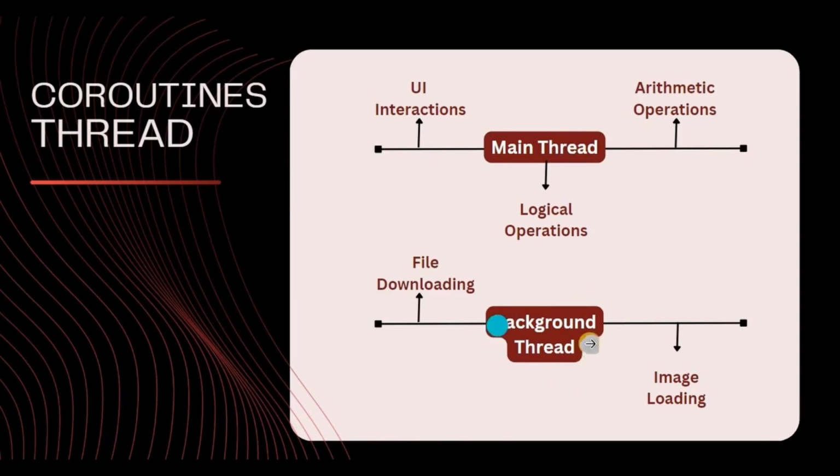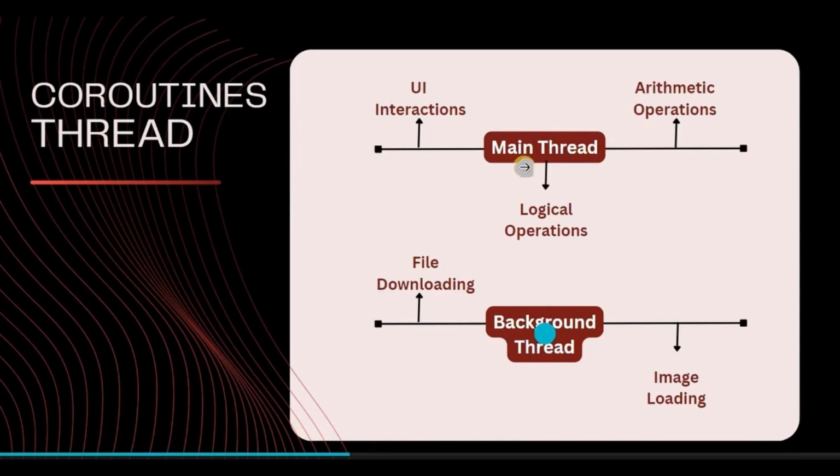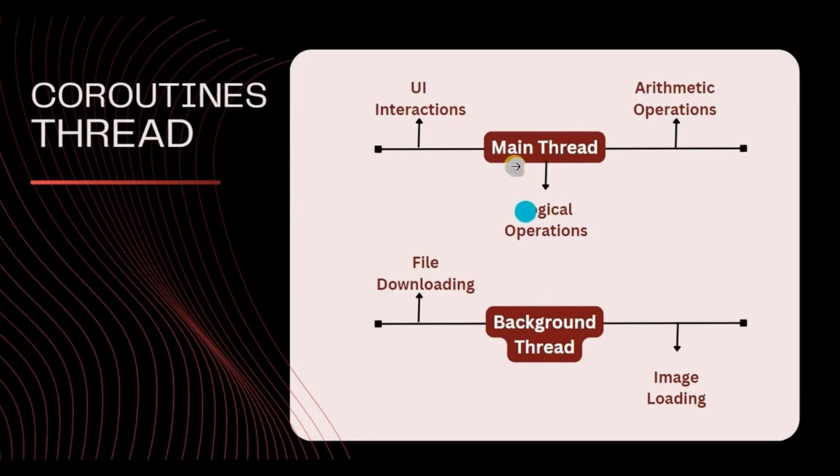Now as you can see, we have two threads. One is the main thread that is handling UI interaction, logical operations and arithmetic operations. And then there is a background thread that is handling file downloading and image loading. The processes are divided into two threads, which makes coroutines non-blocking because they allow for sequential execution of tasks without blocking the main thread. That ultimately improves app performance and prevents lagging or freezing. Great, right?